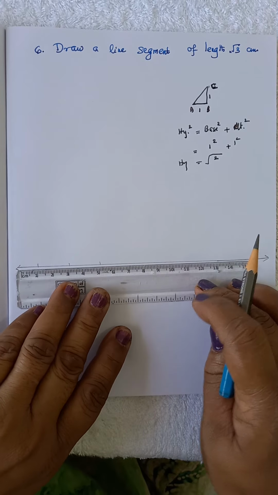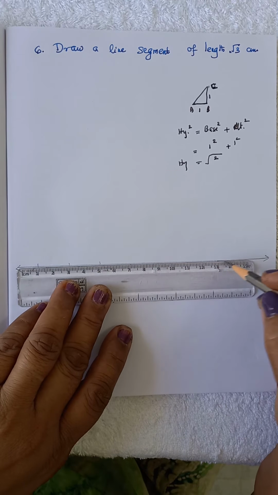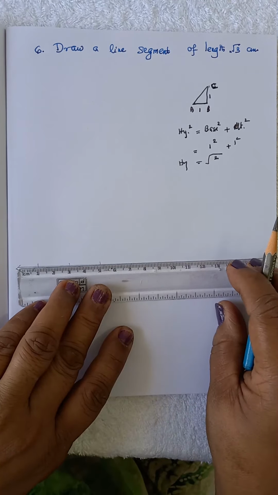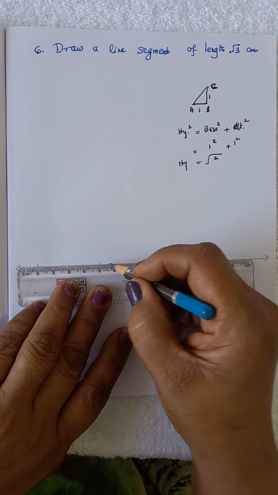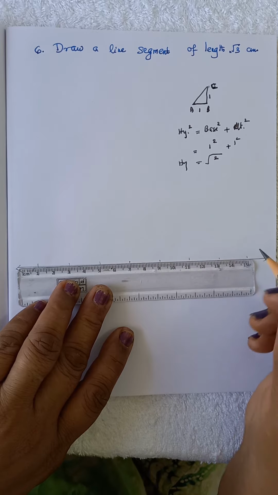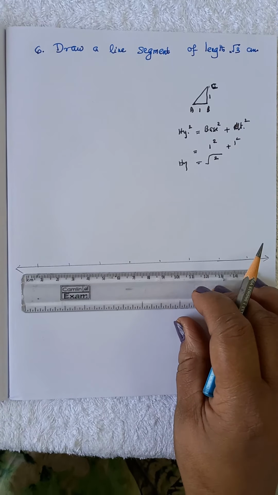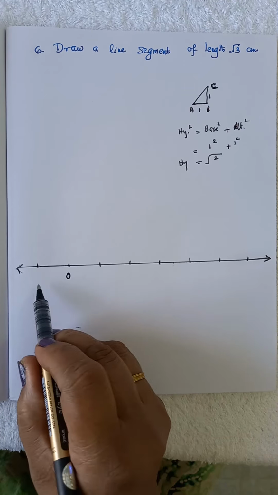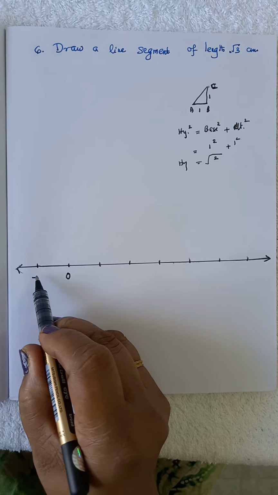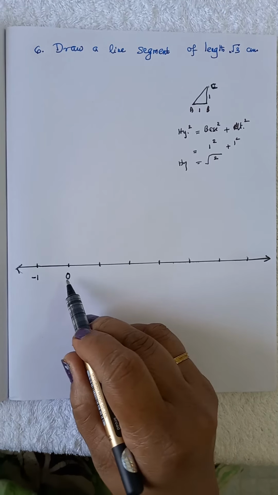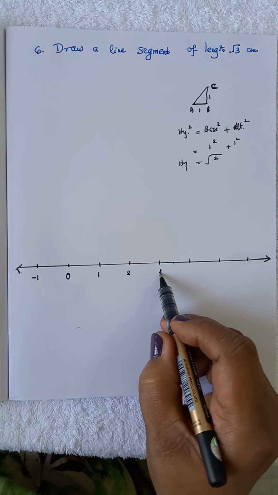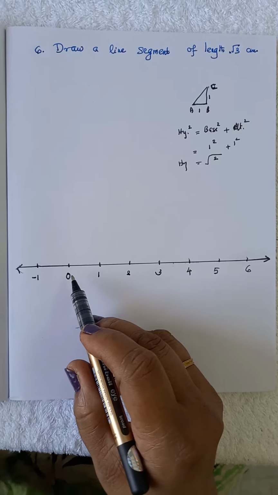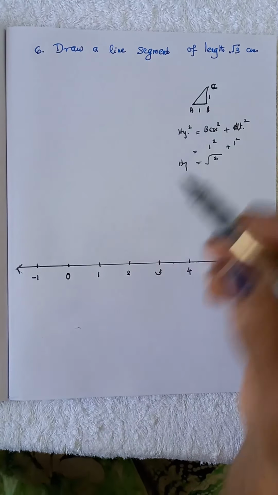For that, let us draw a line like this and mark points on it. We will take 2 centimeter as 1 unit. If you want, you can take 1 centimeter as 1 unit. Now I have drawn it with a pen. You have to use pencil only. I am marking points like 0, -1, here 1, 2, 3, etc. And I'm taking 1 unit as in this case.